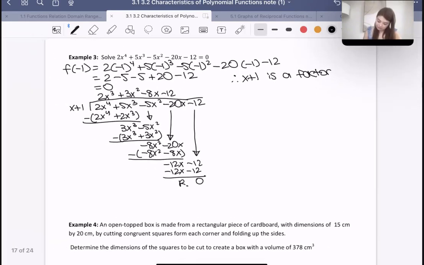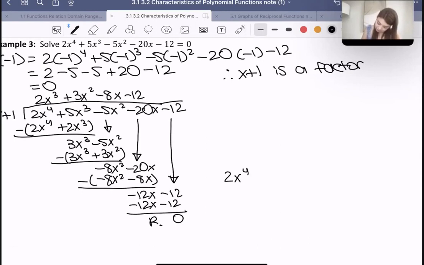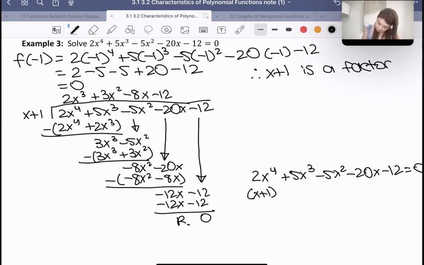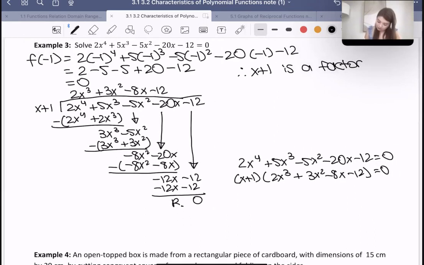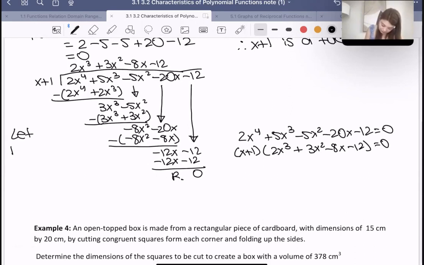Let's actually put some space over here to actually do the question. We have, originally it was 2x to the power of 4 plus 5x cubed minus 5x squared minus 20x minus 12 equals 0. And we now have it down to x plus 1 times 2x cubed plus 3x squared minus 8x minus 12 equals 0. Okay, so now I'm going to let h of x, because we're not using f of x anymore, we're now using h of x. Let's let h of x be equal to the new function that we're trying to factor further.